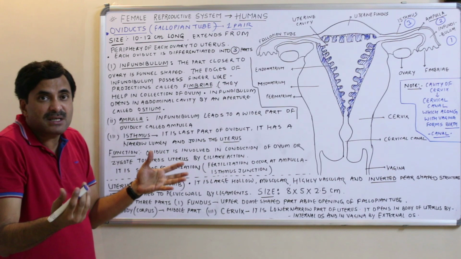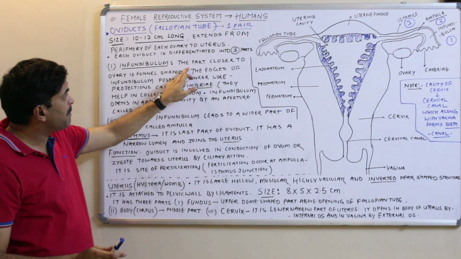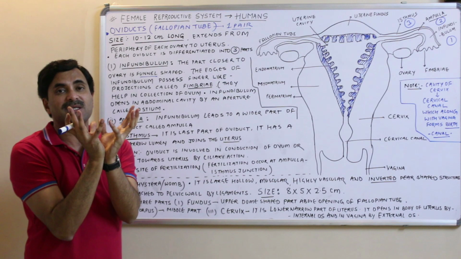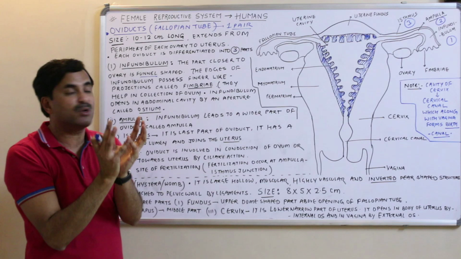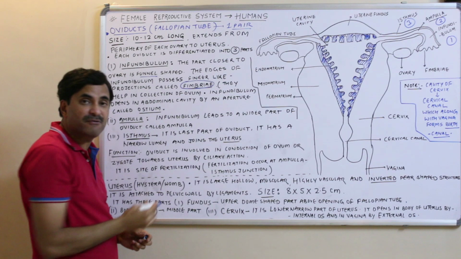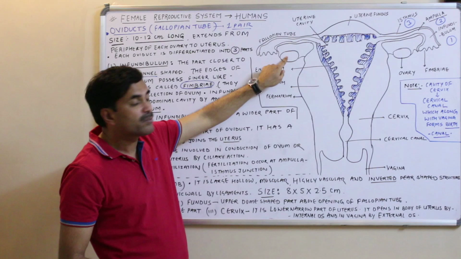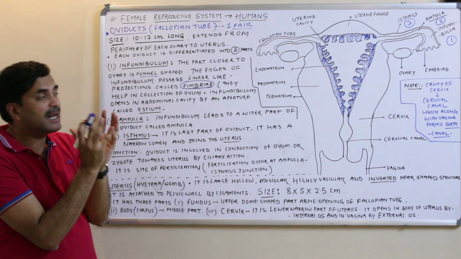Now first one, infundibulum. As the name is indicating, it is funnel-like. It is like this type. Okay. The part closer to the ovary. Now this part is the infundibulum. And the part of the infundibulum which is closer to the ovary is funnel-shaped. And you know very well that funnel shape is like this type. Okay. And at the edges of this infundibulum, certain finger-like projections are present. And these finger-like projections are called as the fimbriae. And these fimbriae are meant for the collection of the ovum just after the ovulation. As soon as the ovulation occurs, the ovary will release the ovum. So this ovum will be collected by the fimbriae, which are the finger-like projections of the infundibulum.